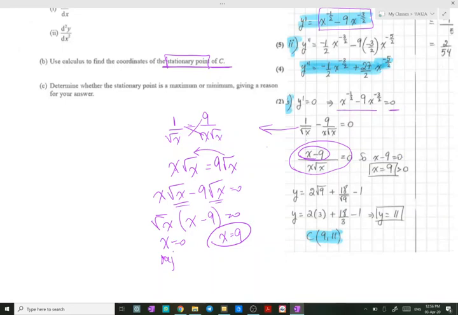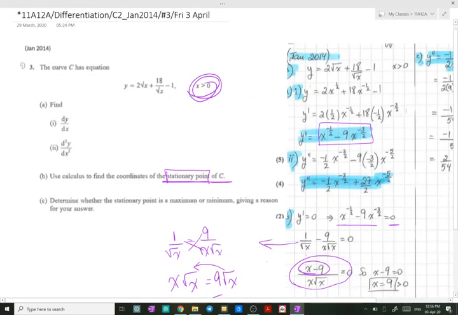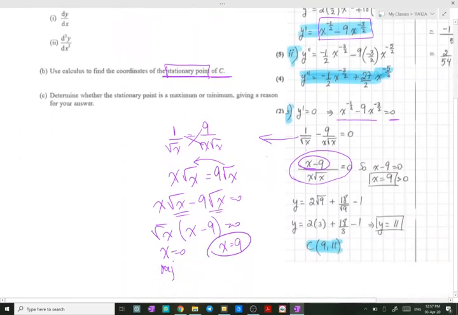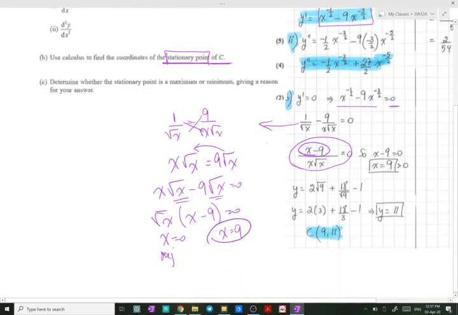Before part C, we have to find the y of C, the y of the stationary point. Now, since we found the x of the stationary point, you can go to the function there, and you replace the x that you found in the function in order for you to find the y of the stationary point. So this is what we did here, and the answer is 11. So C has coordinates 9, 11.